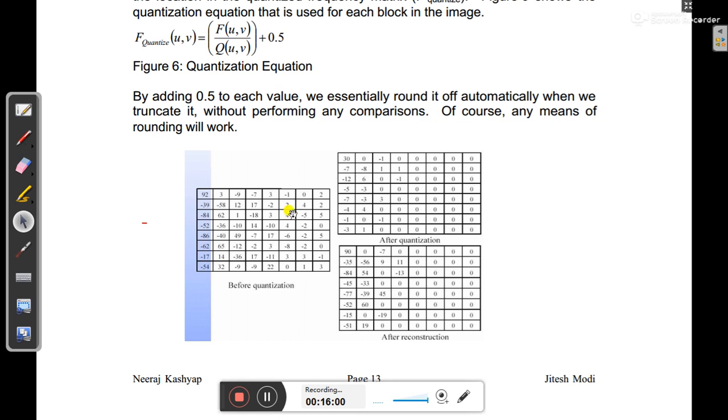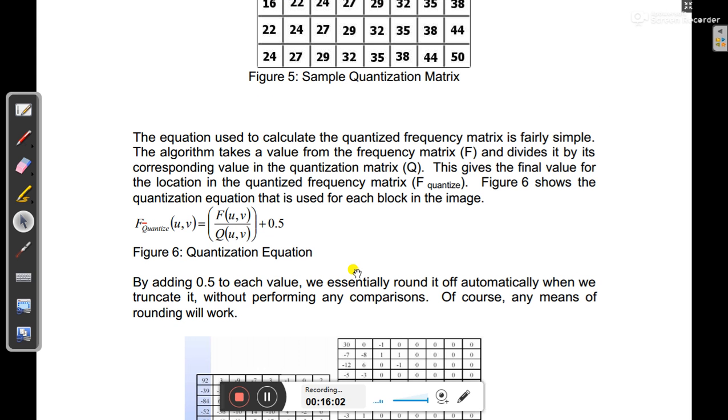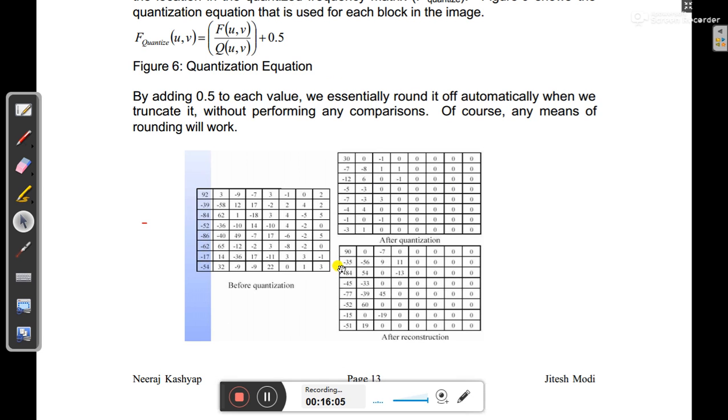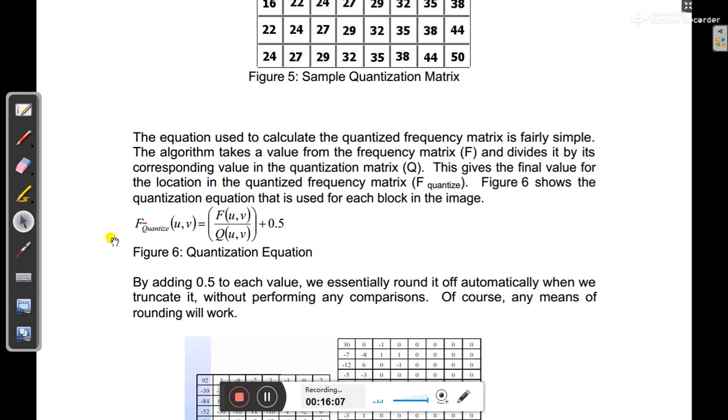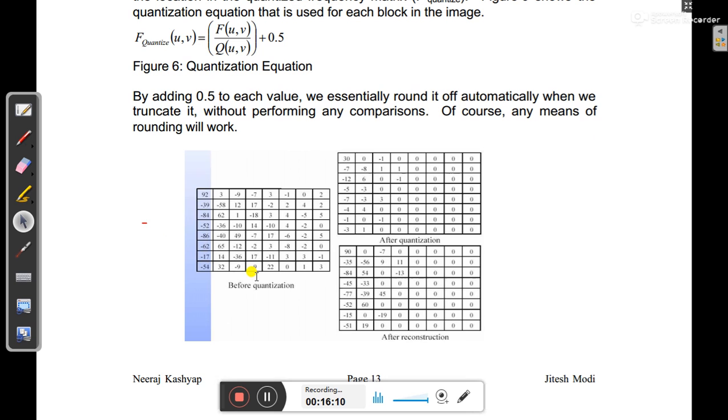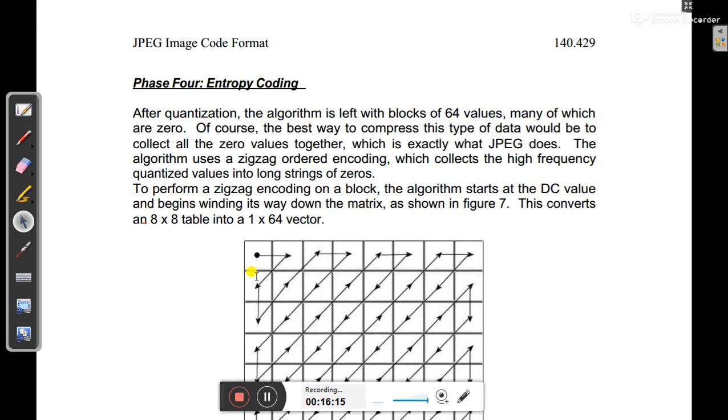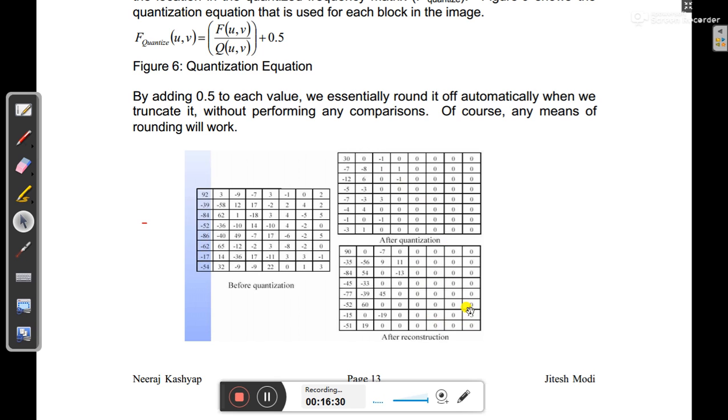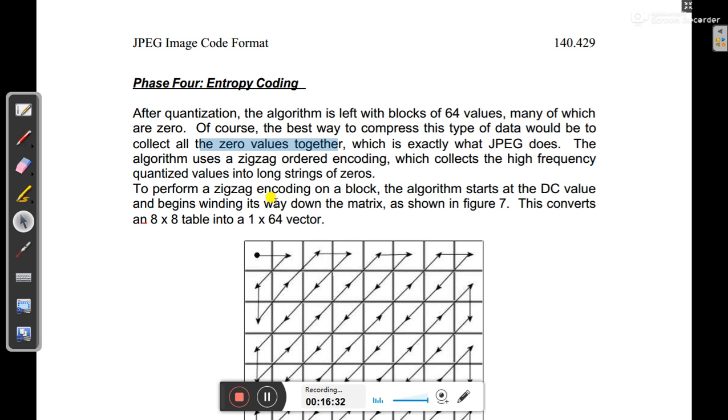So this is the process of quantization. Quantization is nothing but trying to get a near integer value of the frequency value. After quantization, the algorithm is left with blocks of 64 values, many of which are 0. Of course, the best way to compress this type of data would be to collect all the 0 values together. That is why all the 0 values are collected together, and that belongs to the process of quantization.